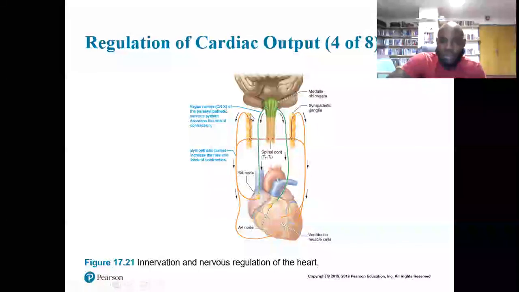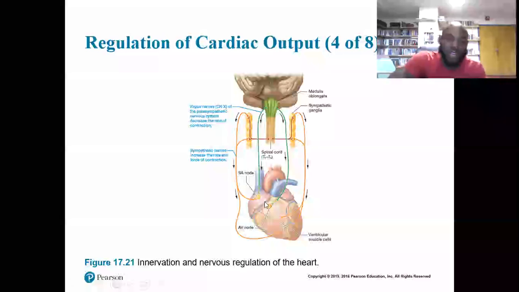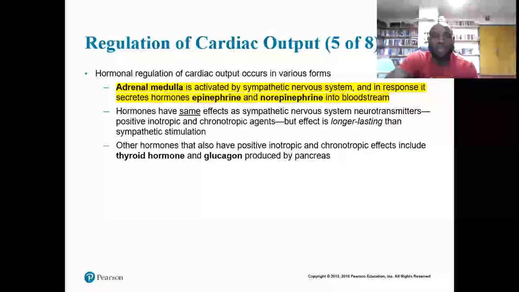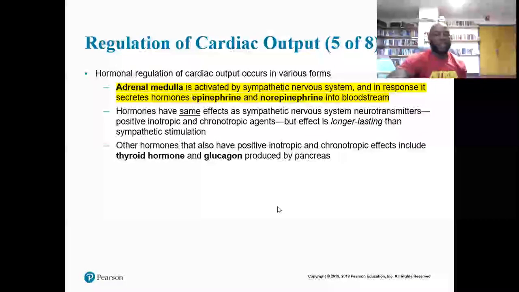All right, your chain ganglion affecting the SA node and the ventricular muscle cells. Your parasympathetic vagus nerve also can affect the AV node and SA node, slowing down the heart. That was the nervous system.